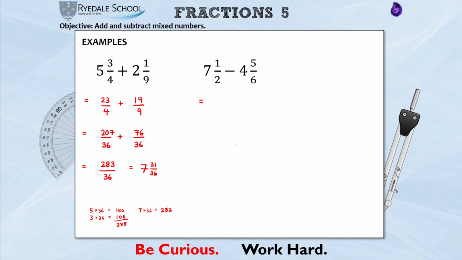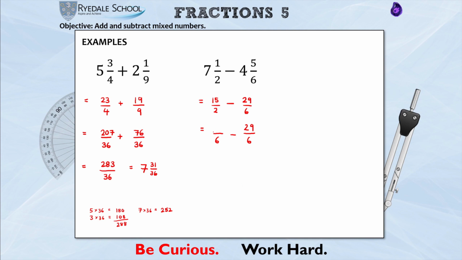Let's have a look at our final example. 7.5 is 15 over 2. We are subtracting 4 and 5/6. That is 29 sixths. Do I need to change both fractions? I don't think so. I can make them both fractions out of 6.